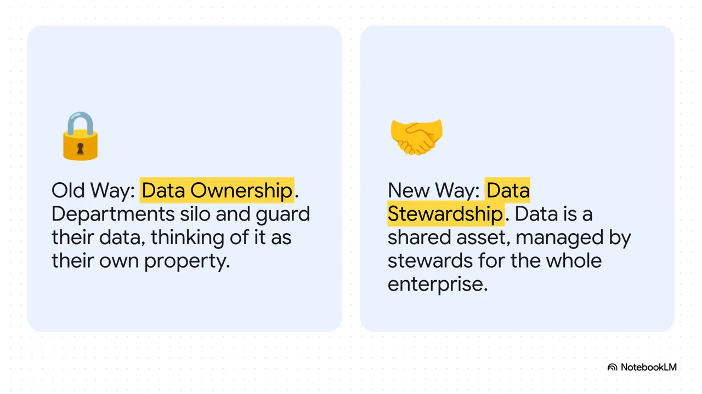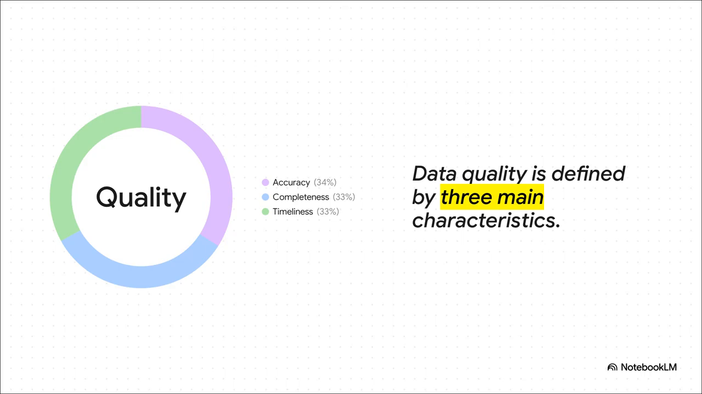Good governance often means a really big cultural shift inside a company. The old way of thinking was data ownership, where every department kind of guarded its own data like it was private property. The modern approach is data stewardship. It's this idea that data is a shared asset and it's managed by caretakers for the good of the whole organization. And a huge part of governance is just making sure the data quality is there. I mean, what good is a factory if it just produces defective junk?